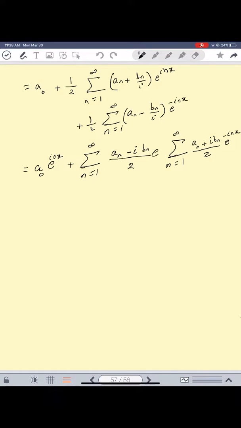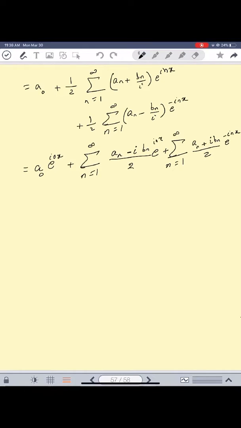I forgot the exponentials here. So we're seeing e to the i0x, then we're seeing the sum e to the inx, then another sum e to the negative inx. I want to have one sum for all of this, okay? So the point is to have one sum for all of this.